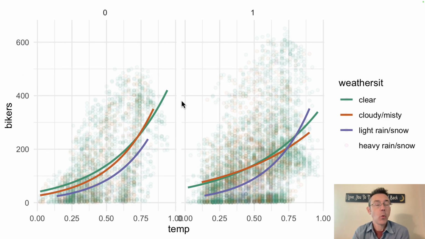All right, so now we actually have 6 different curves on our plot, sort of 6 different models here, reflecting the fact that we have several different levels to each of these categorical variables. Effectively we have 3 weather sit levels because heavy rain and snow isn't really being shown here. We have 2 levels for the working day variable. And now we can see that there are some differences here between these different groups.